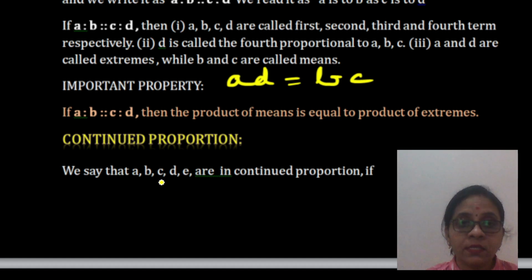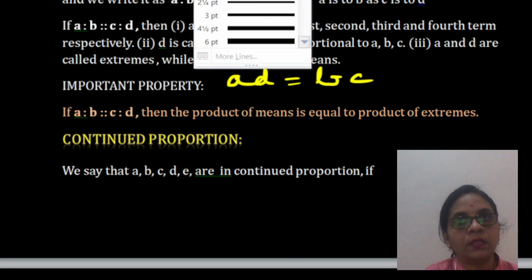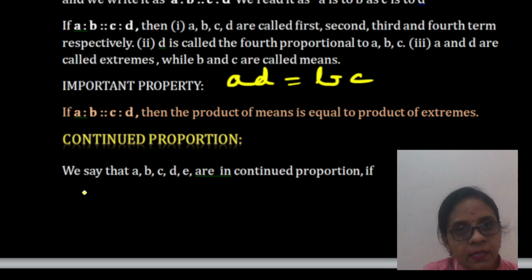Now continued proportion. This is where you have to come. This is something new. So A, B, C, D are in continued proportion. When are they in continued proportion? When there is a continuity. What do you mean by continuity? 1 minute, I will reduce the thickness here. What do you mean by continuity? It means A by B is equal to B by C. There is a continuity.